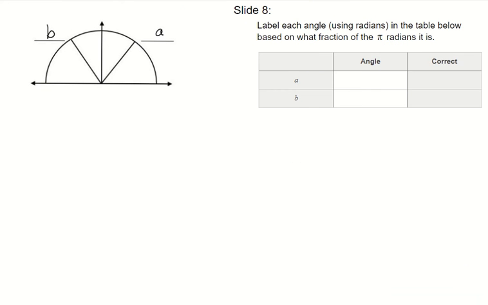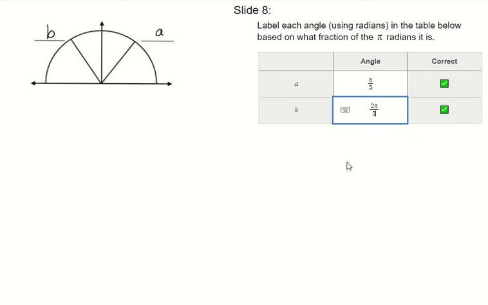So now we're going to label each angle using radians in the table below. Now remember, there are pi radians in half a circle, so 1/3 of the half circle is going to be pi over 3. And then this is 2/3 of the half circle, so that's going to be 2 pi over 3.